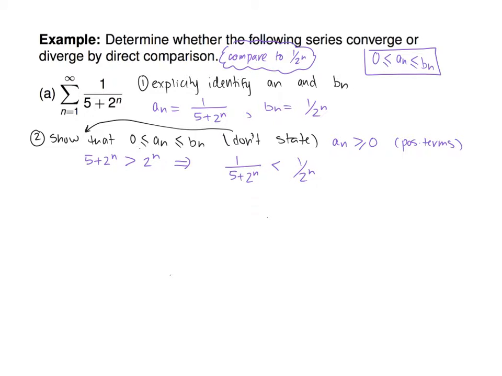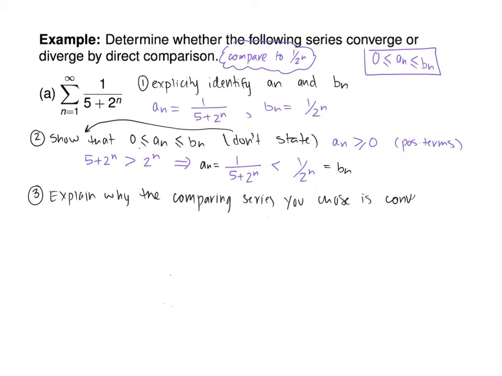Okay. So explain, step 3. And this first one really is A sub n, right? You wouldn't necessarily have to write the A n and B n in there, but that first one was A sub n. So does the inequality go the right way, do you think? Seems to, yeah. Okay, so explain why the comparing series you chose is convergent or divergent.